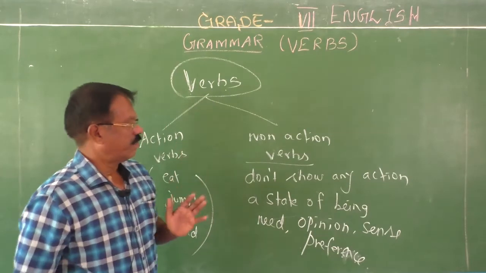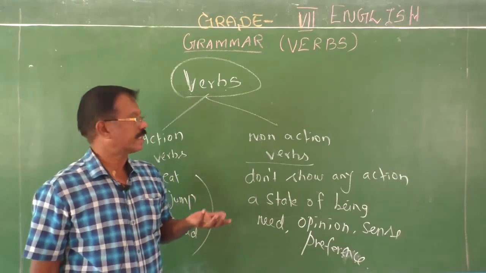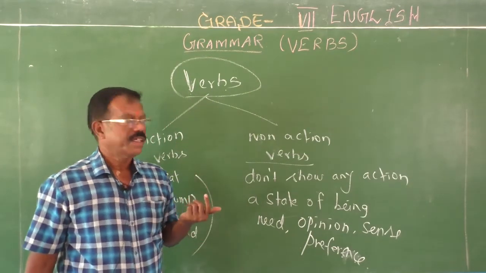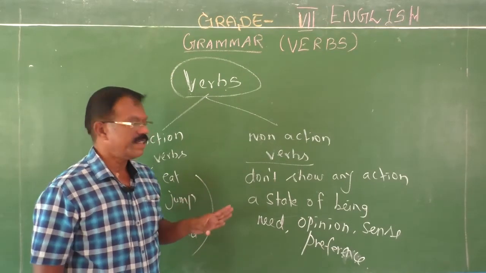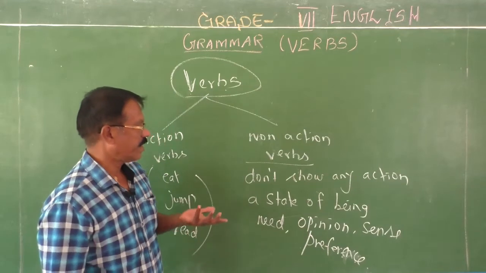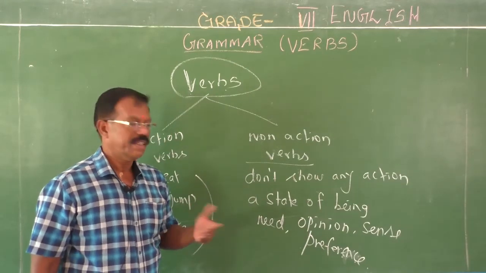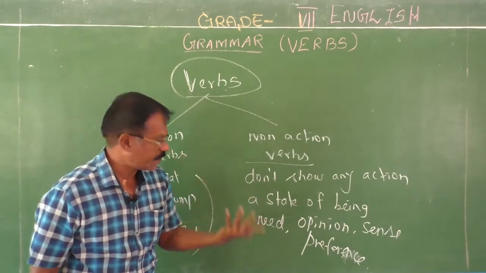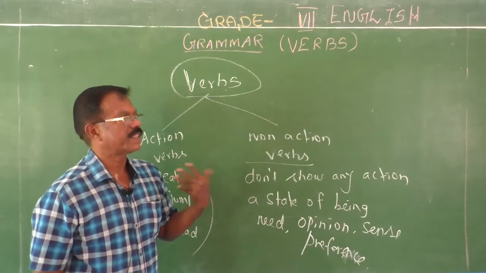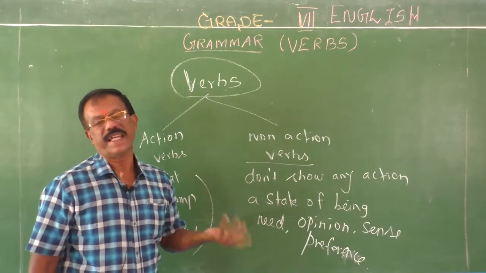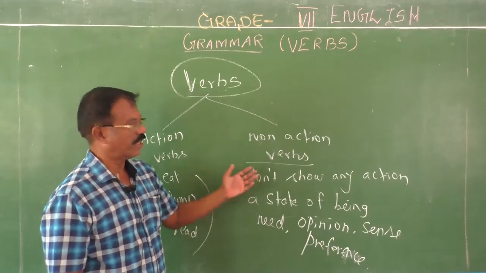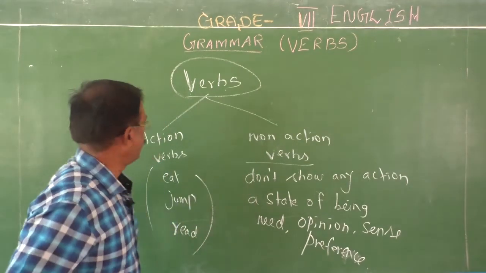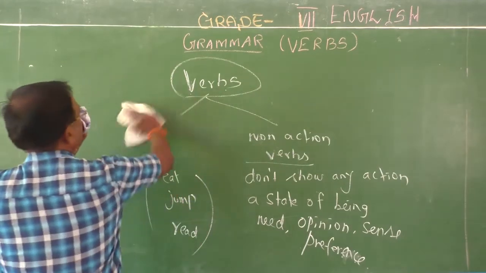So non-action verbs, we have another group of verbs, they are called non-action verbs. This group of verbs doesn't show any action, simply they show a state of being, they express the need, the opinion, the sense, the preference. Okay, I'll give you the list of non-action verbs so you can easily understand.